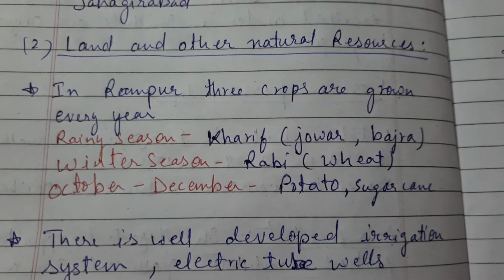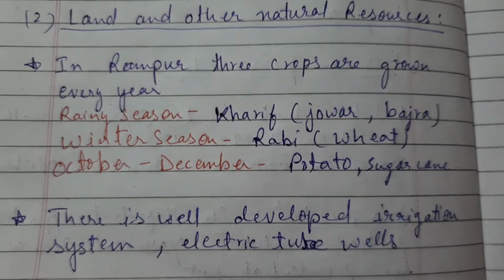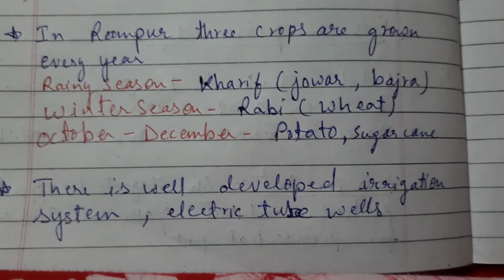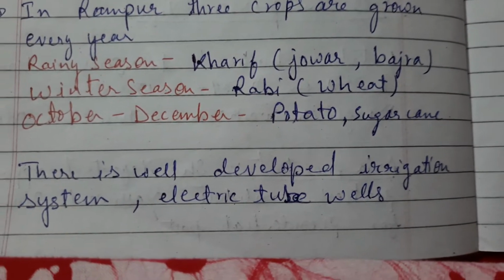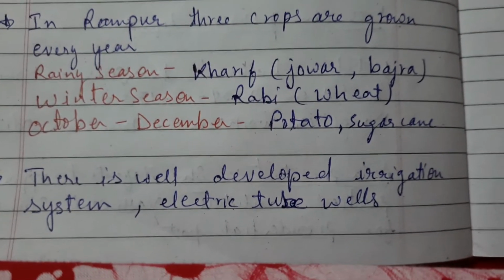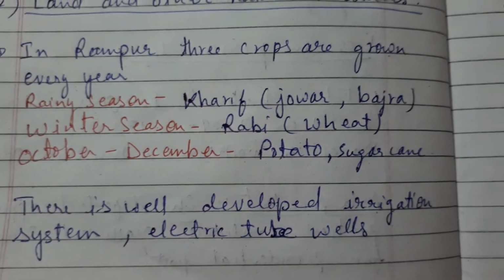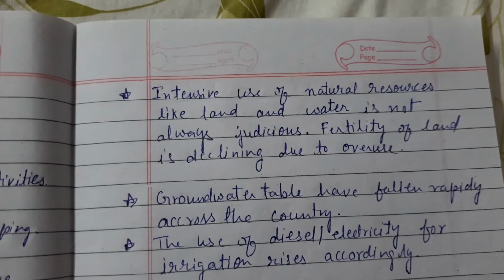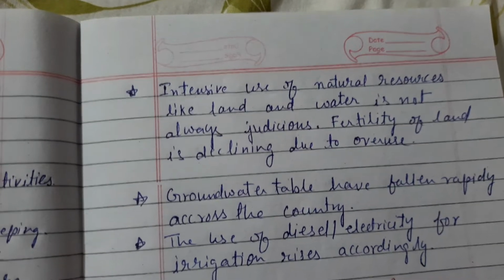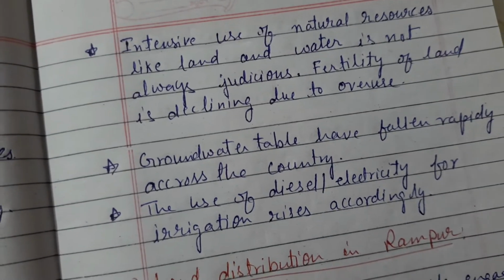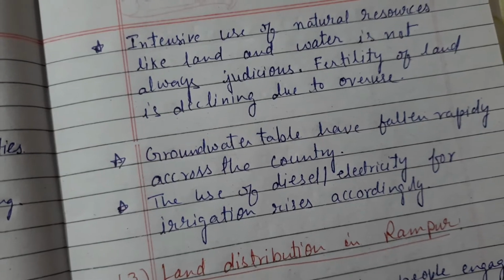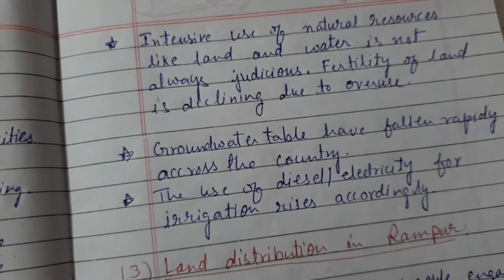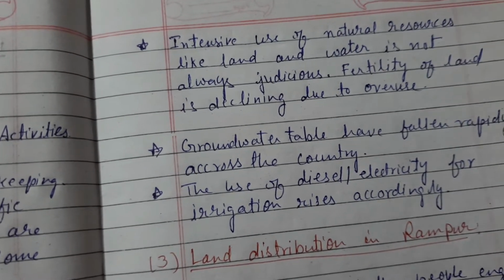Land and other natural resources. In Rampur, 3 crops are grown every year. In rainy season, Kharif, jowar and bajra. Winter season, Rabi, wheat, and October and December, potato and sugarcane are grown. There is a well developed irrigation system and electric tube wells. Intensive use of natural resources like land and water is not always judicious. Fertility of land is declining due to overuse. Groundwater table has fallen rapidly across the country. The use of diesel electricity for irrigation rises accordingly. So you can also note down this point, children.